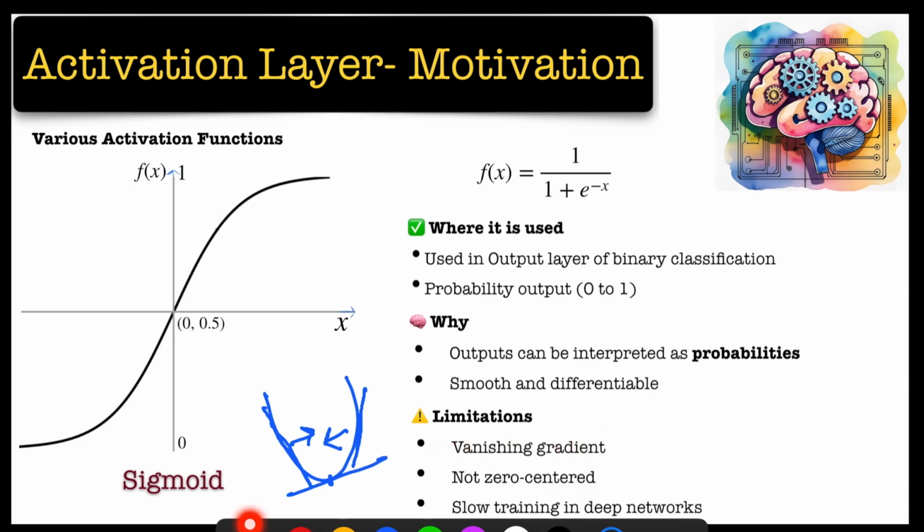In vanishing gradient, the gradient becomes very small, tends to 0, right? And if the gradient value becomes very small, then the model will not learn, so it will not converge. That is the problem of vanishing gradient, but I will discuss why it happens in neural networks in a separate video. The next limitation of sigmoid is that it is not zero-centered. For x equals 0, the value is 0.5. And it has slow training in deep networks. So in a deep network, we cannot use sigmoid.